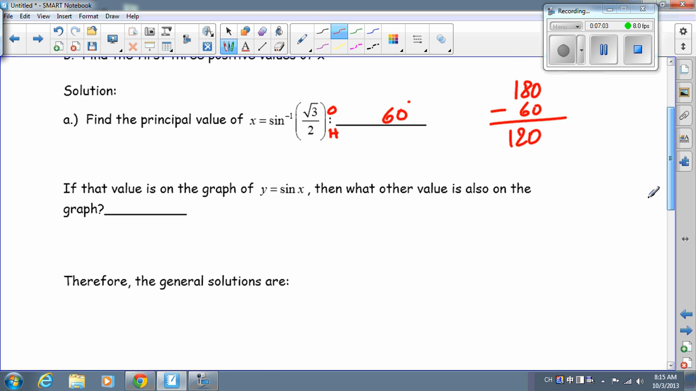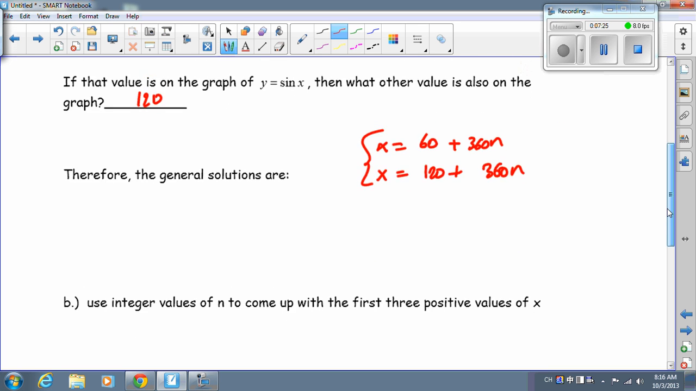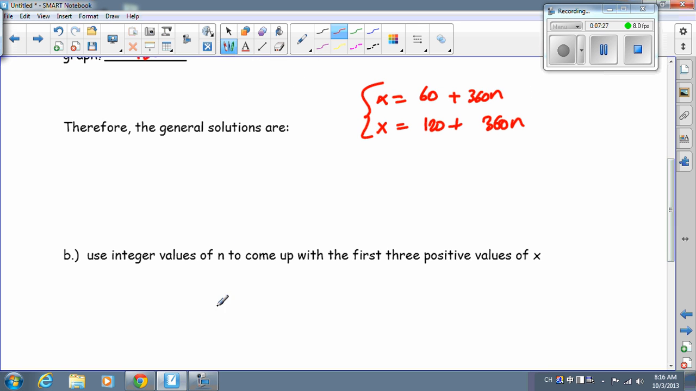Now that you have 120 and 60, if that is on the graph of y, then what other value? Of course, it's 120 here. Therefore, the general solution would be x equals and x equals. The first one will be 60 plus 360n, and the other one will be 120 plus 360n. Use these integers. Let's go ahead and find the first 3 positive values.